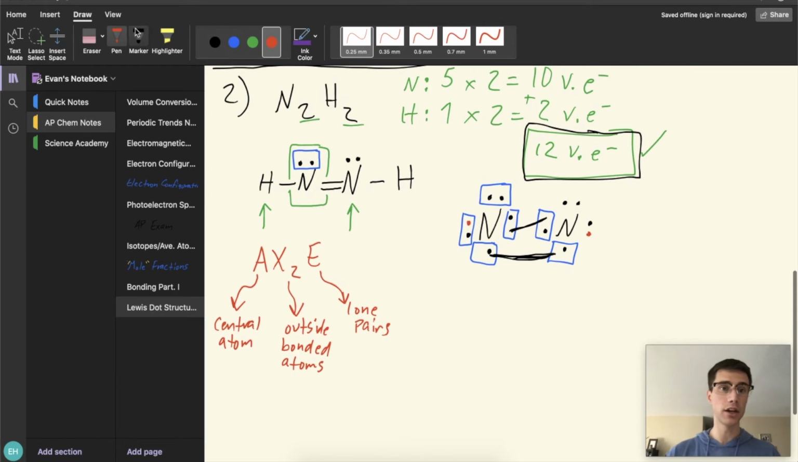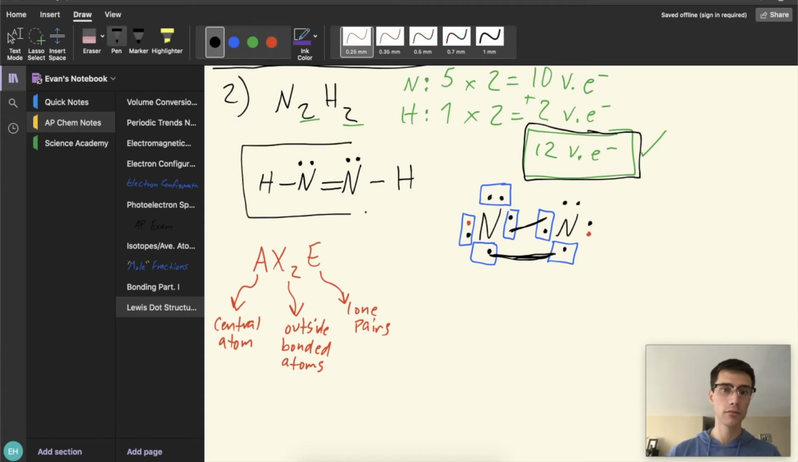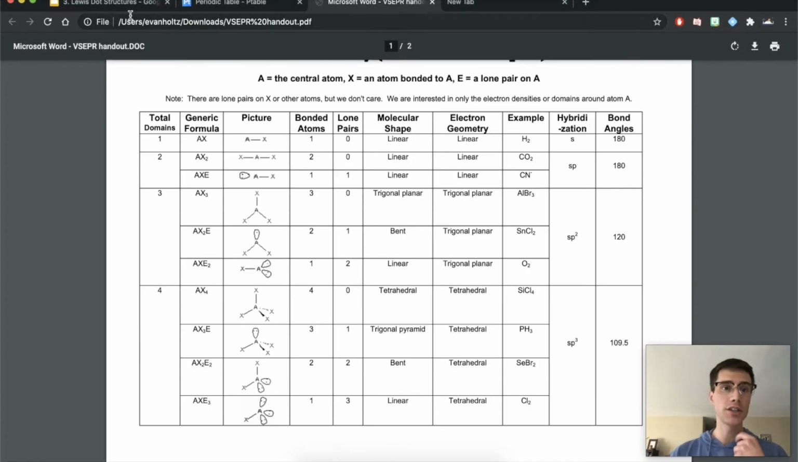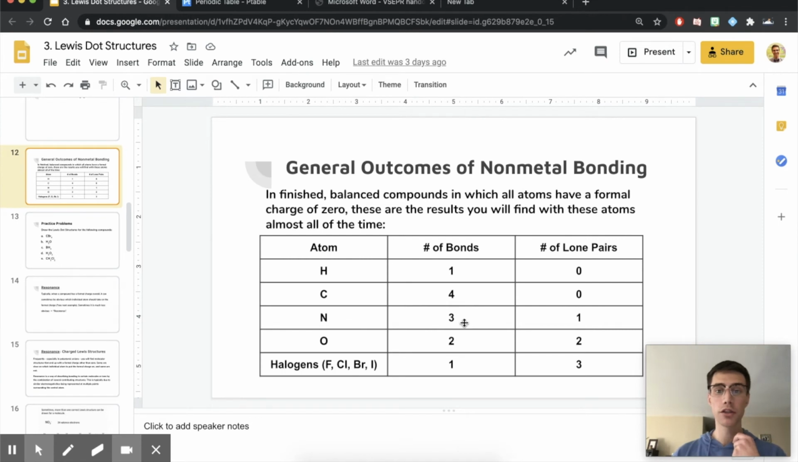So this right here would be your final Lewis dot structure for this molecule, okay? So typically nitrogen can form single bonds, double bonds, and triple bonds, but regardless of what kinds of bonds it forms, it's almost always going to want 3 bonds and 1 lone pair. But we will look at an example later where that is not the case.